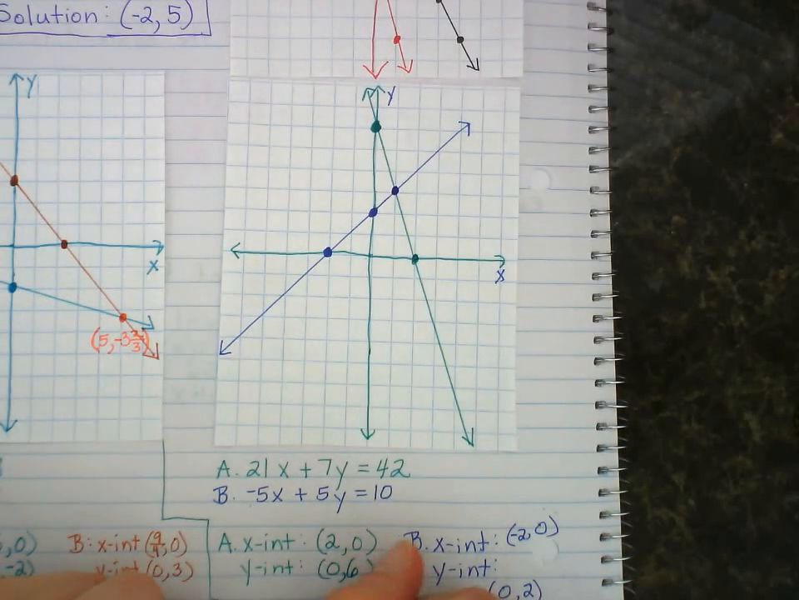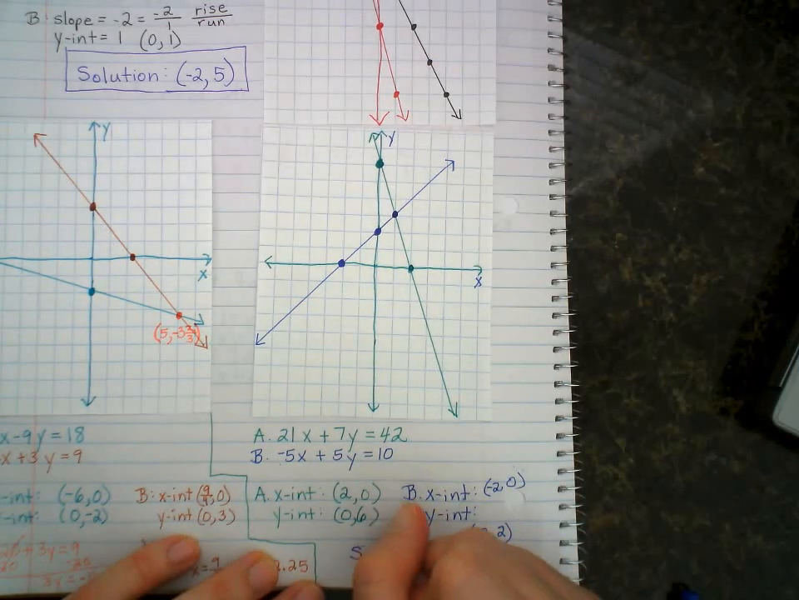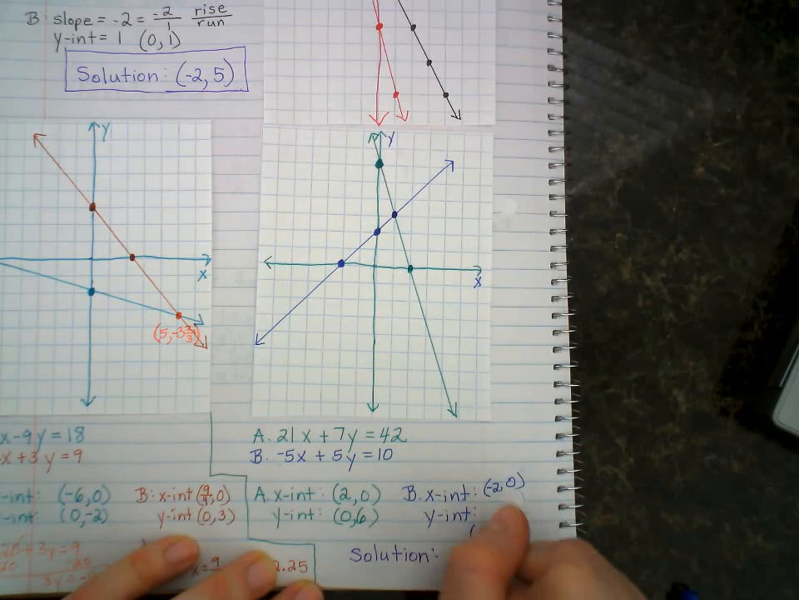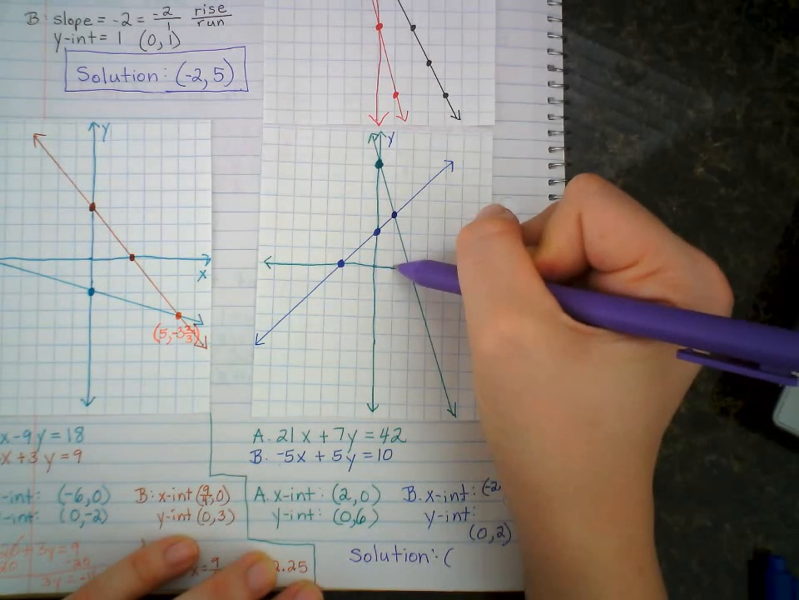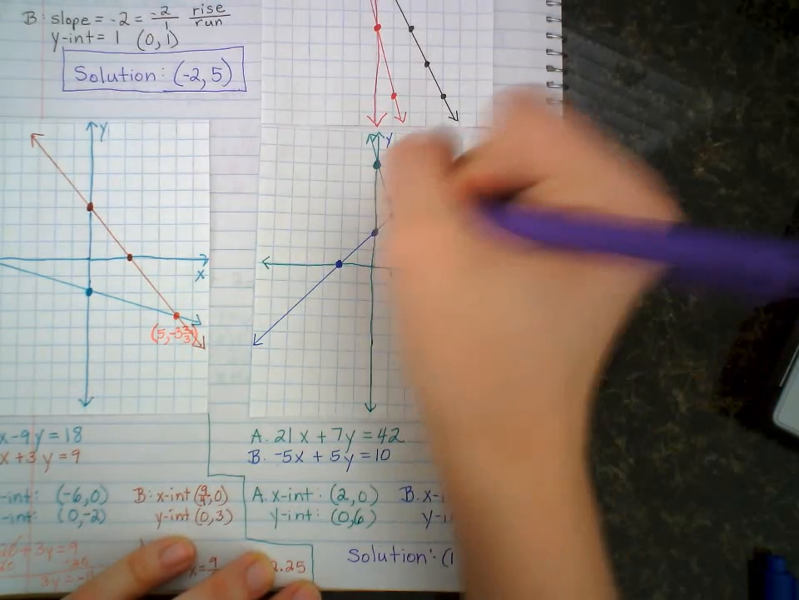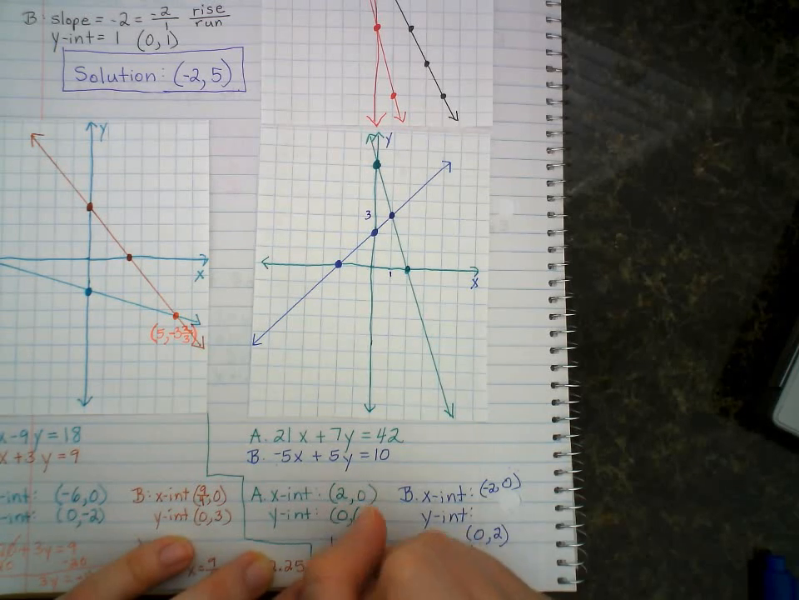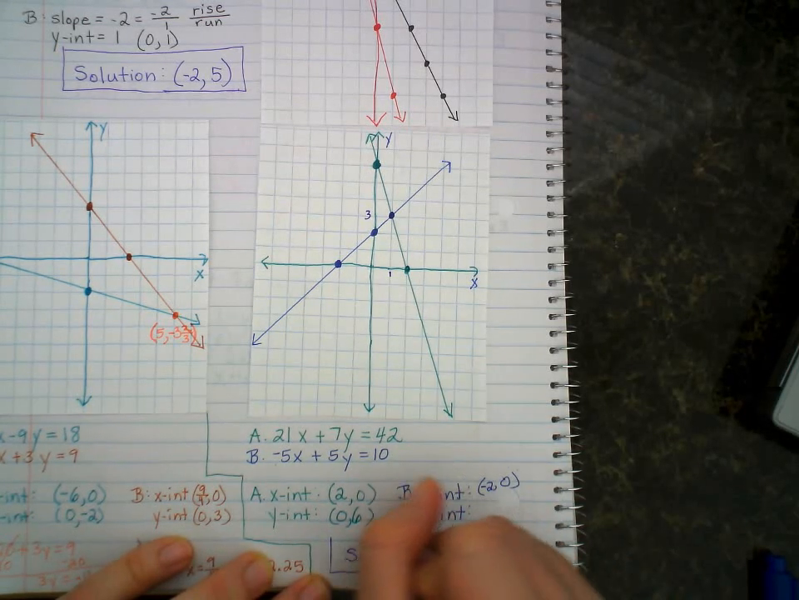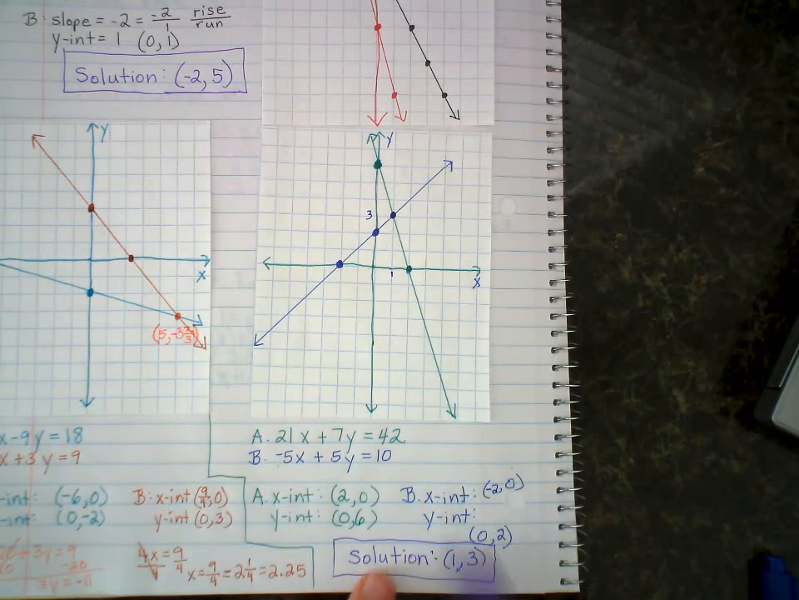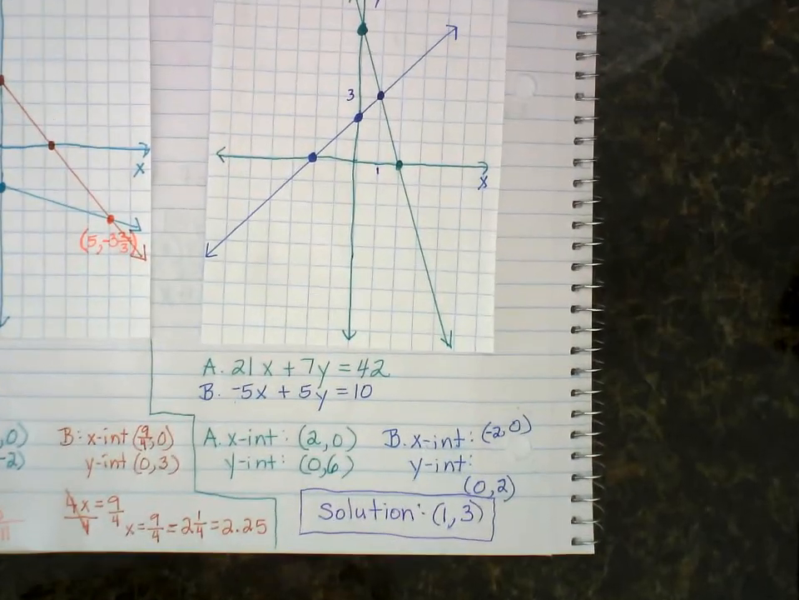So solution, let me zoom out. Solution, it's where two lines intersect. It's the ordered pair 1, 3, because this is 1 on our x-axis and 3 on our y-axis. Okay, how could you check that? You plug it back into both equations, because this ordered pair should be a solution to both equations.